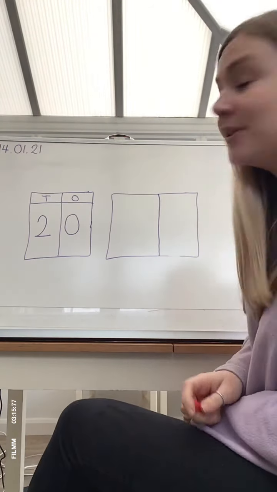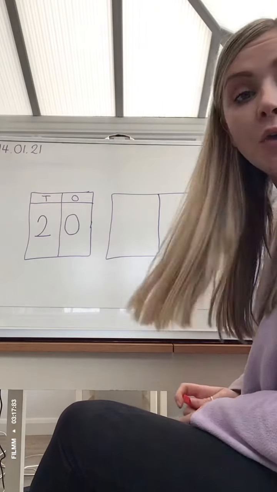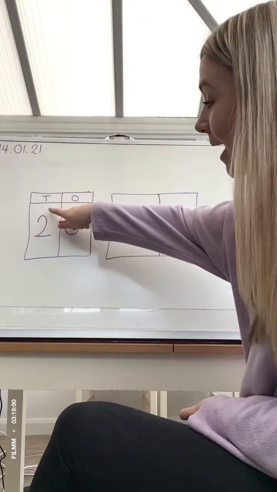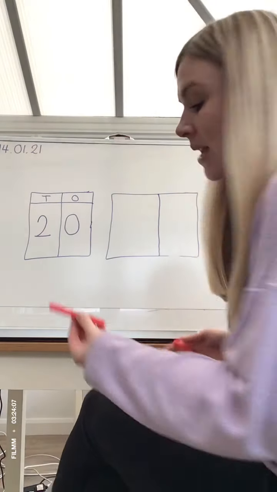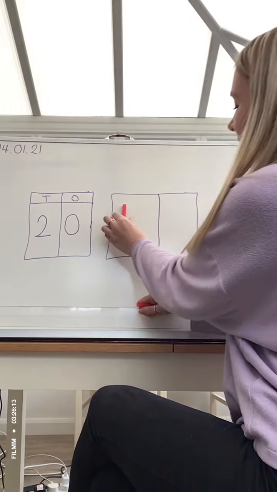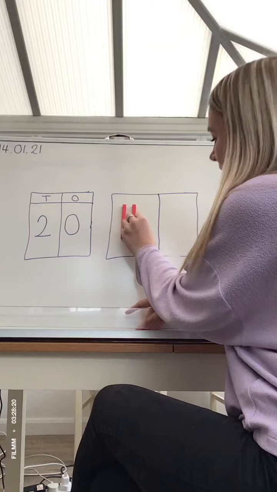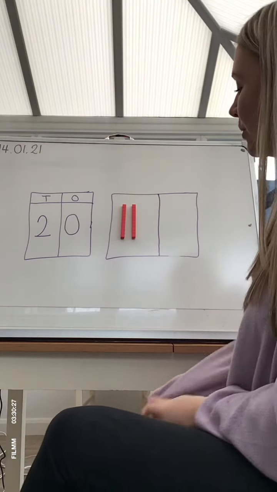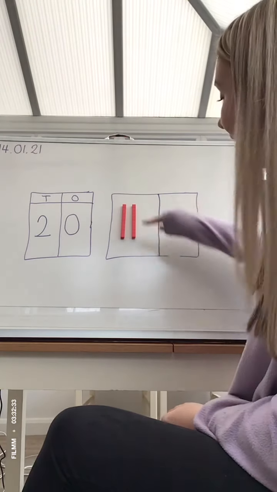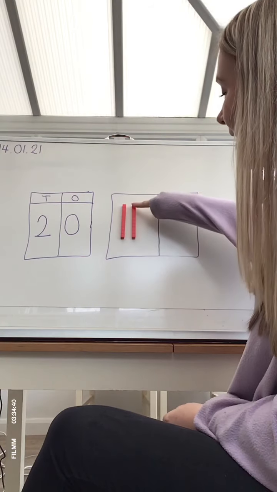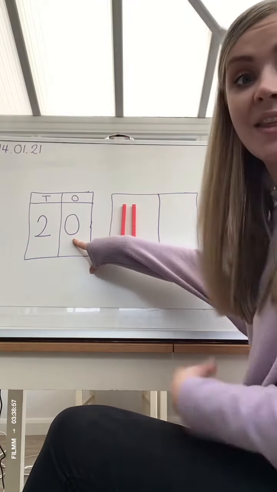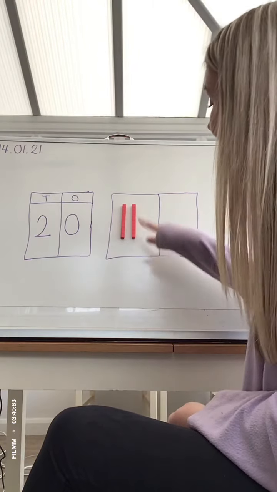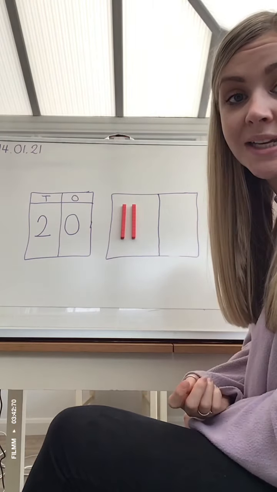If I wanted to represent the number 20 using concrete resources, first I'm going to identify how many tens are in that number. I can see that there are 2 tens in the number 20, so I'm going to place 2 10 sticks on the board to represent the number 20, because I know that if I add 10 and 10 together, they equal 20. Let's look at my ones. I can see that there are 0 ones, so I don't need to add anything else to my concrete representation.